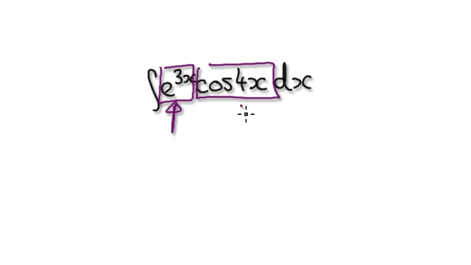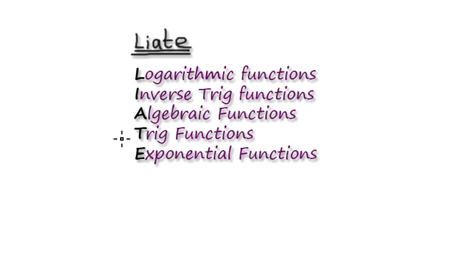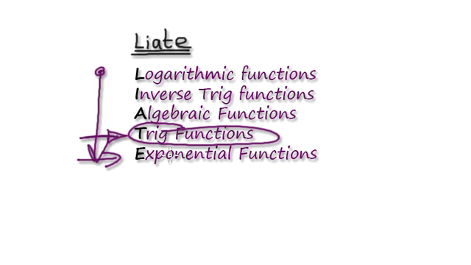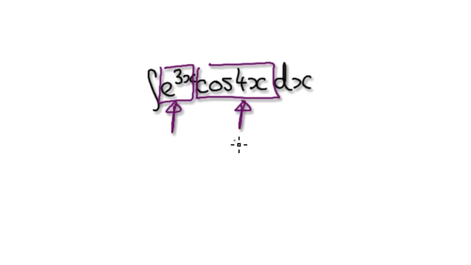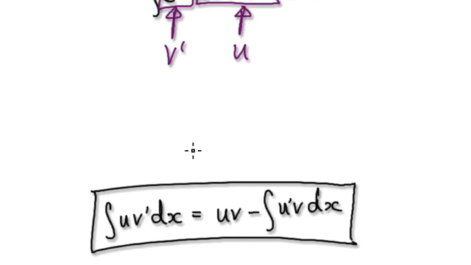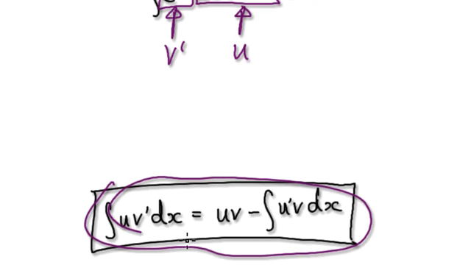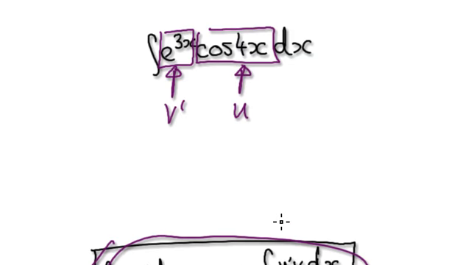So we've got an exponential versus a trig. If you look at the list, we've got an exponential versus a trig. Now we're working our way down the list. If you can see here, the trig is above the exponential. So we should make this to be our u, and we should make this to be our v prime. So going back to here, we should make this our u and this our v prime. So we would apply this formula here to work this out.